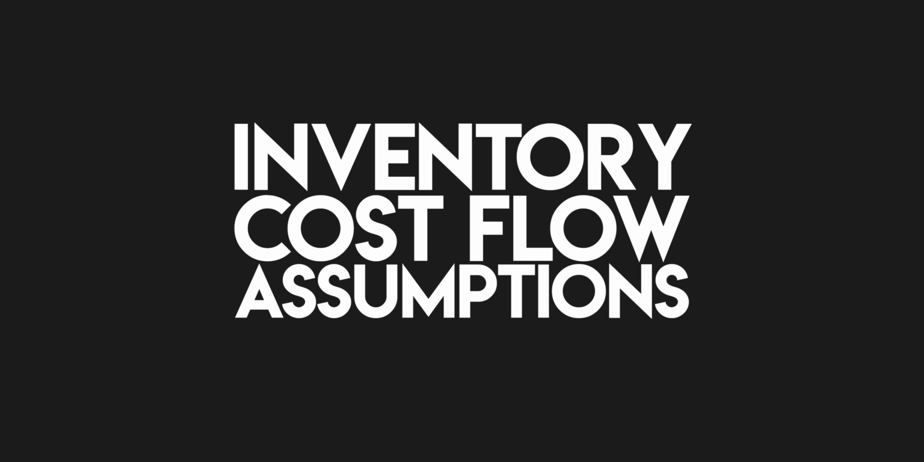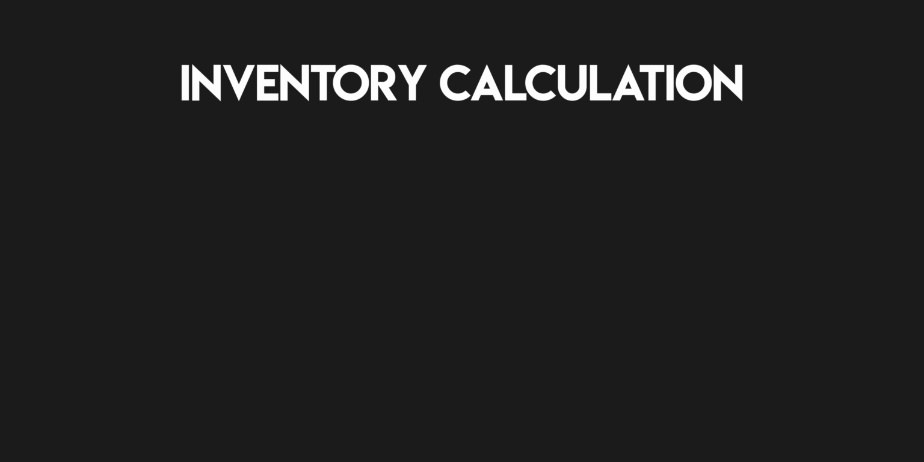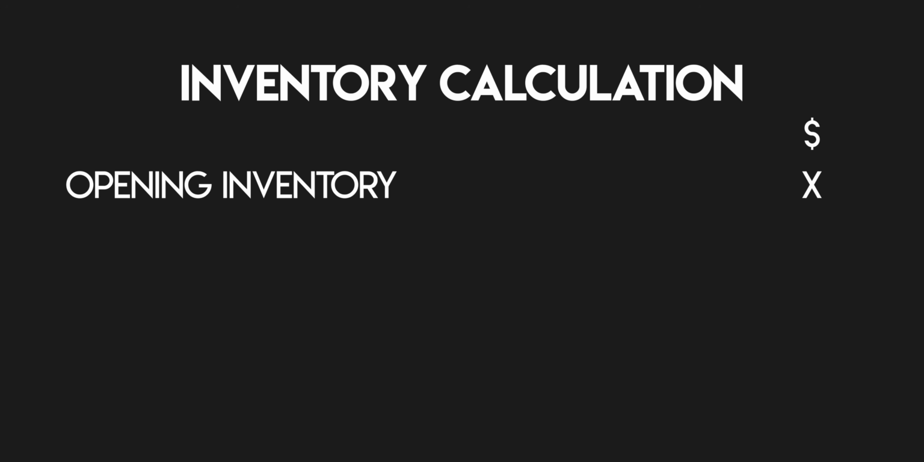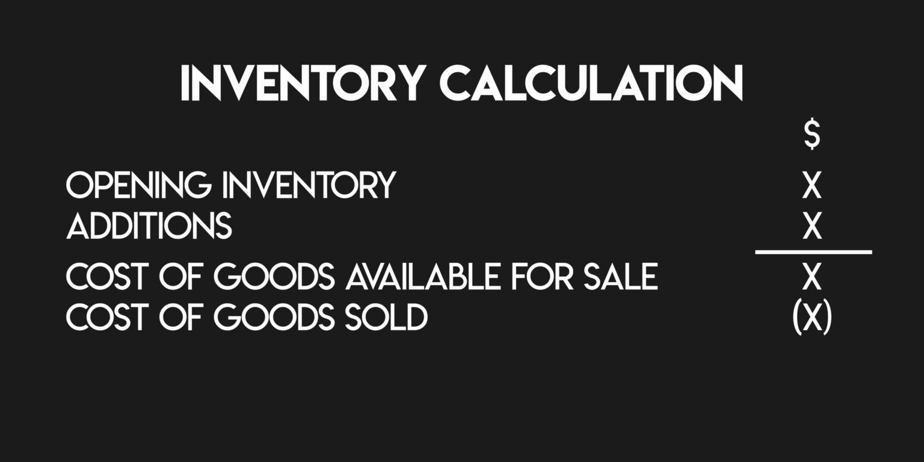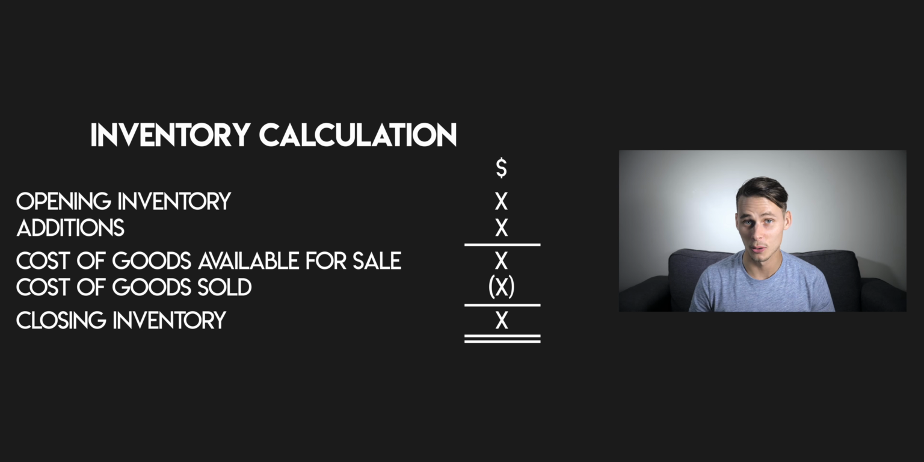When do we need inventory cost flow assumptions? Let's think back to our inventory calculation from the previous video. Opening inventory plus additions gives us cost of goods available for sale, and when we subtract our cost of goods sold from this, we get our closing inventory. Now here's the thing. Up until now, we've assumed one constant cost price across all of your inventory, but in reality, this isn't always the case.